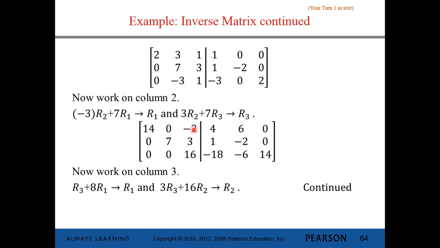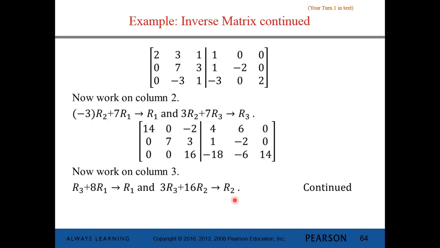Okay, or it's going to get rid of this -2. So the -2 will go away, and then we do the same thing for row 2. We're going to take 3 times row 3 plus 16 times row 2, and then take that and replace row 2 with it.